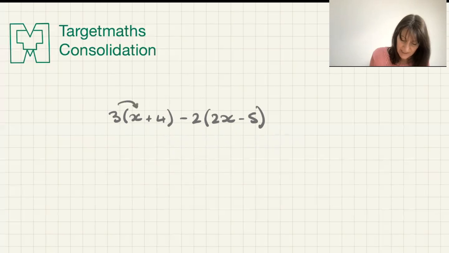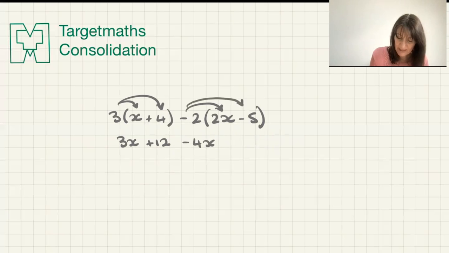Okay, so we've got 3 times x is 3x. 3 times 4 is 12. Minus 2 times 2x is minus 4x. And then we've got to be careful again because of those negatives. Minus 2 times minus 5, well, 2 times 5 is 10, and the 2 negatives make a plus. Hopefully that didn't cause any problems.